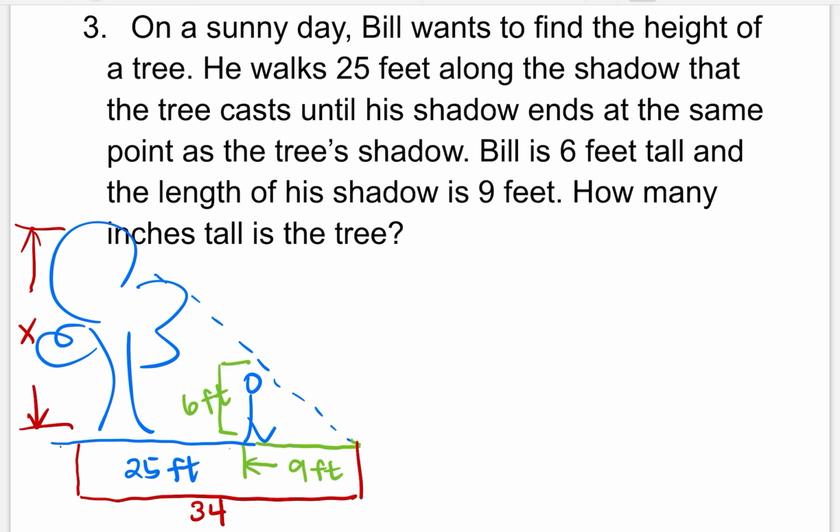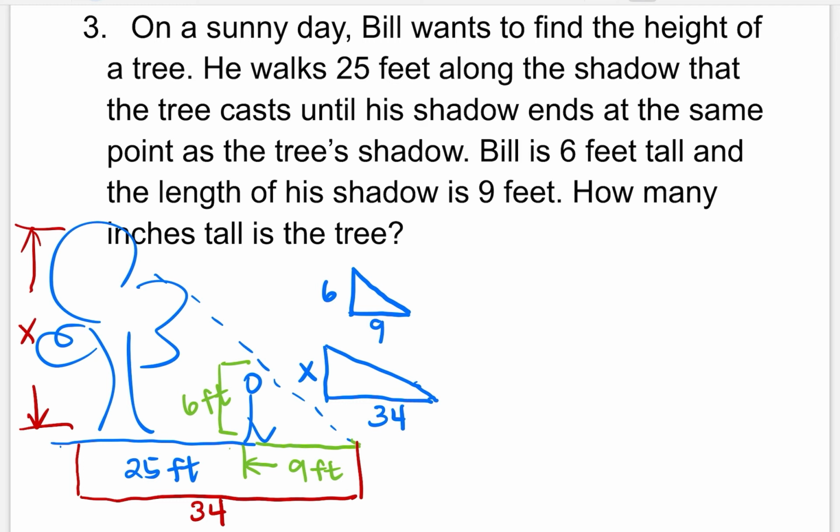So if this is so complex, we could split the figure to make it a little simpler. We could split this by making a small triangle to represent Bill's information. We've got 6 feet here and a 9, and then the other triangle is going to be a little bigger, and so the bottom is going to be 34 and the other side is going to be x. That's the height of the tree. So if this is helpful to you, then go ahead, split the figure, because it helps us set up our proportion.